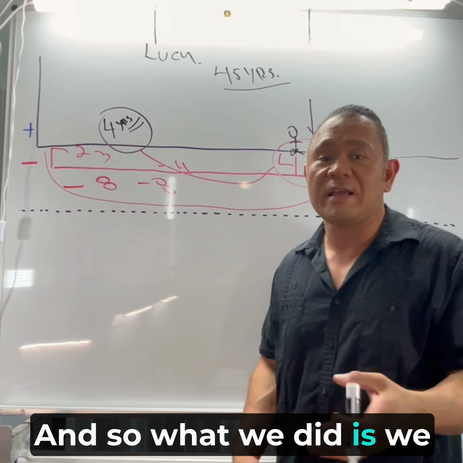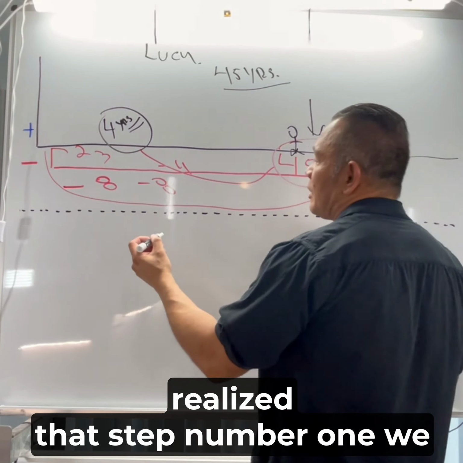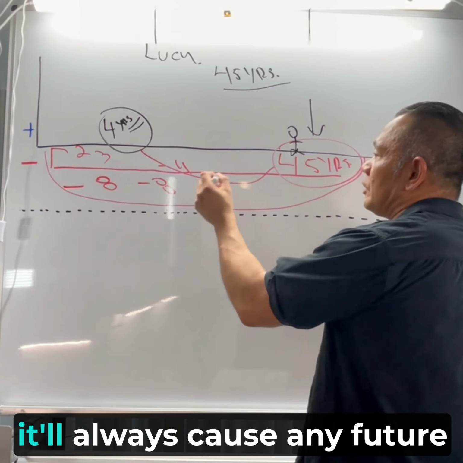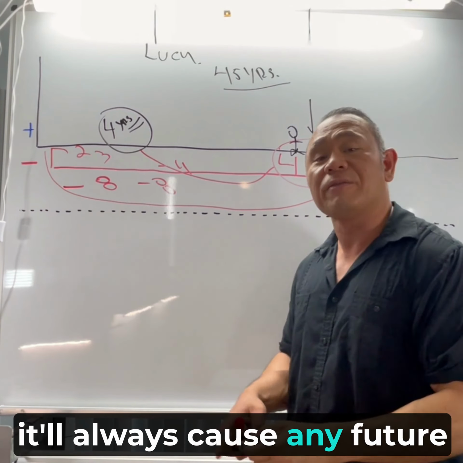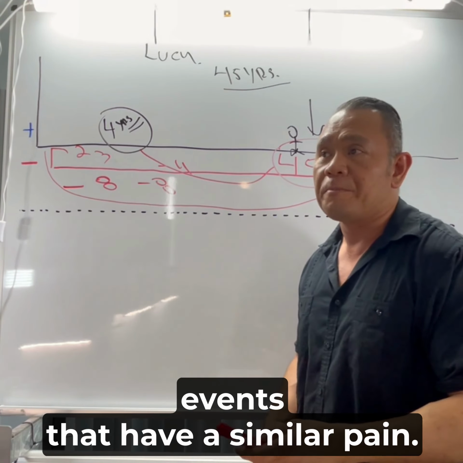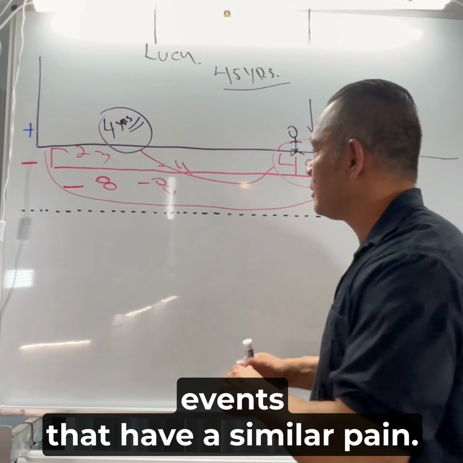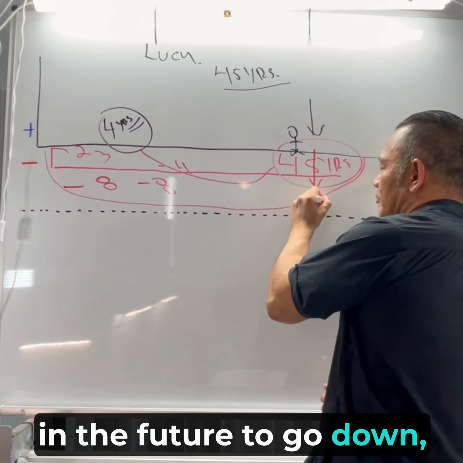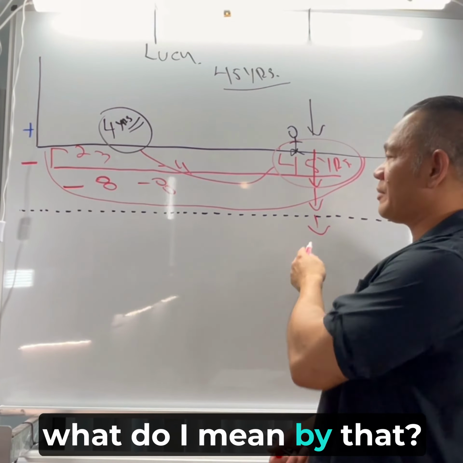And so what we did is we realized that step number one, we helped her understand that as long as these negative emotions still exist, it'll always cause any future events that have a similar pain. It'll cause the experience in the future to go down, get worse. Now, what do I mean by that?